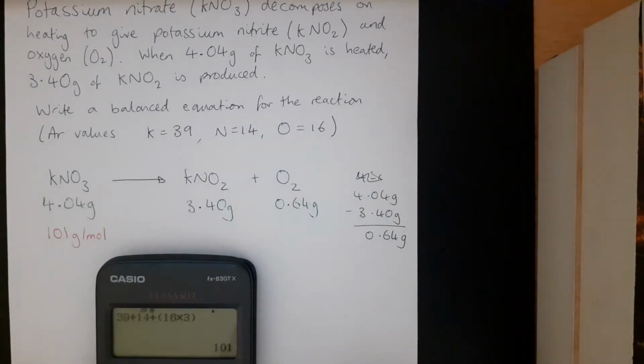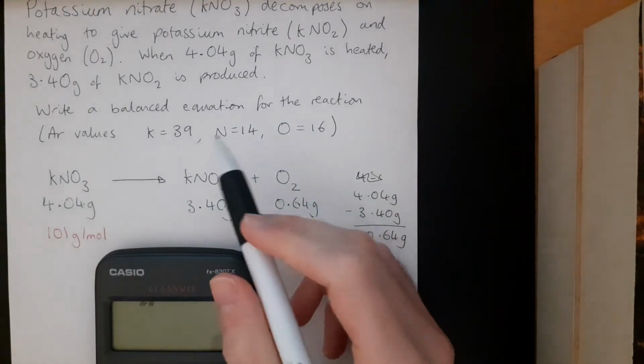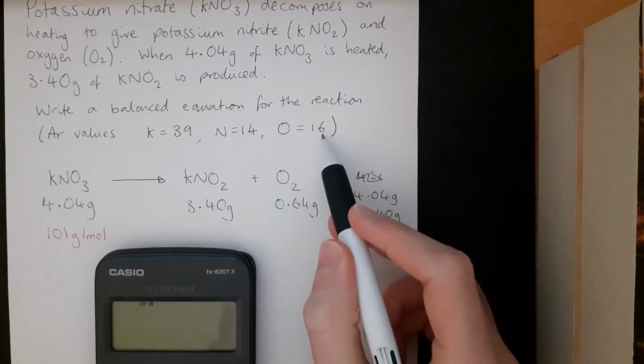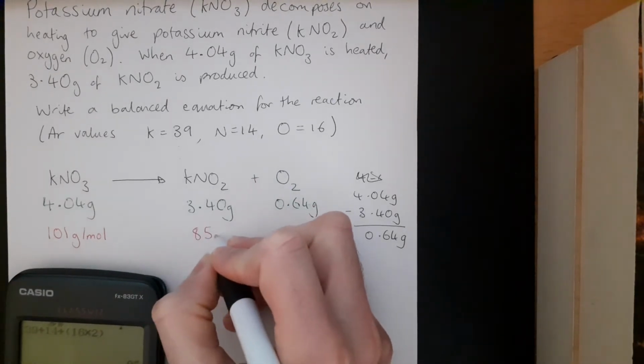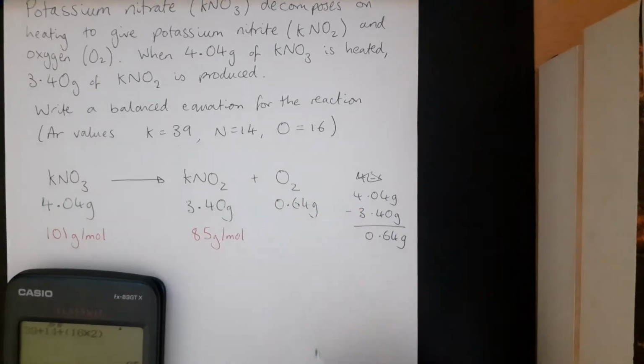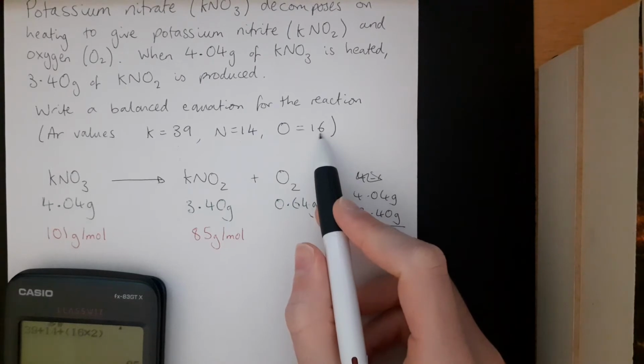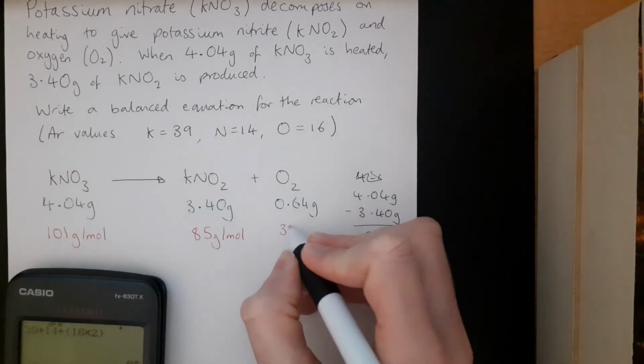Let's do the same thing for the KNO2. So it's going to be 39 plus 14 plus 16 times 2. We get 85 for that one. And then the O2 is just going to be 2 lots of 16. So that's going to be 32.